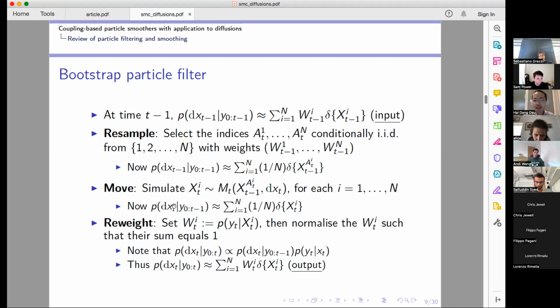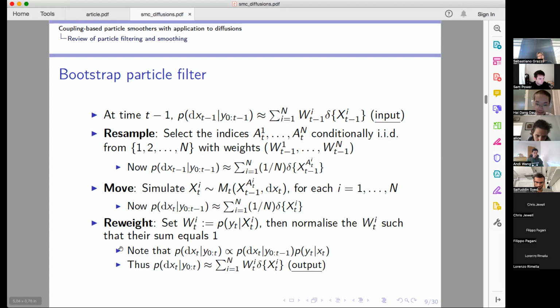At this step, you have an approximation of the filter distribution of H_{t-1}, and now you go to an approximation of H_t given Y_{0:t-1} because you have done a Markov move step, right? And then you reweight it. So you set W_t^i equal to the likelihood of your observation Y_t given H_t^i, and then you normalize the weights such that the sum equals 1.